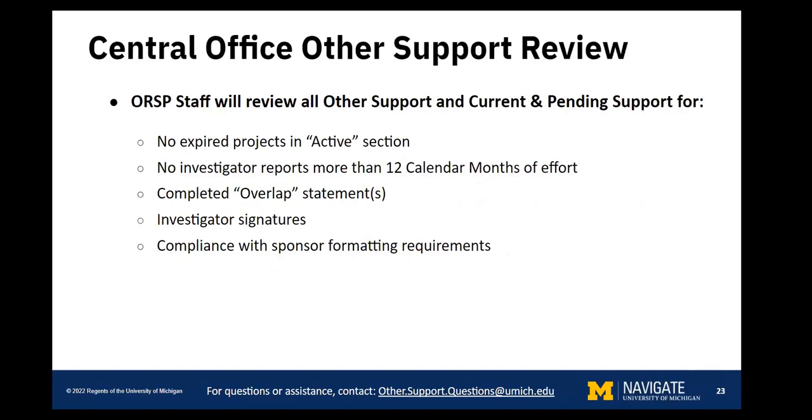So how are central offices helping? ORSP staff are reviewing all other support and current and pending support documentation to confirm that no expired projects are listed in the active section, no investigator reports more than 12 calendar months of effort, the completed overlap statements are included on the documentation, there's an investigator signature, and compliance with other sponsor formatting requirements. So NIH's new formats are being used, et cetera. Next slide, please.